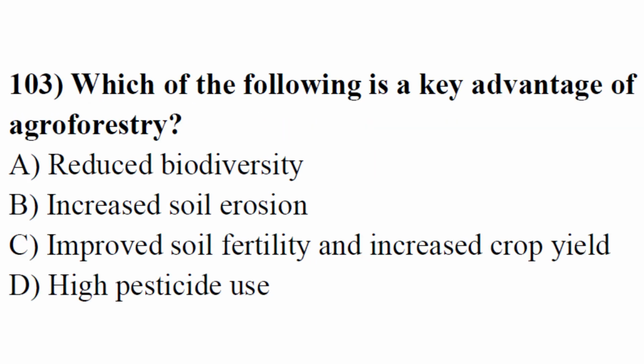103. Which of the following is a key advantage of agroforestry? A. Reduced biodiversity. B. Increased soil erosion. C. Improved soil fertility and increased crop yield. D. High pesticide use. Answer: C. Improved soil fertility and increased crop yield.